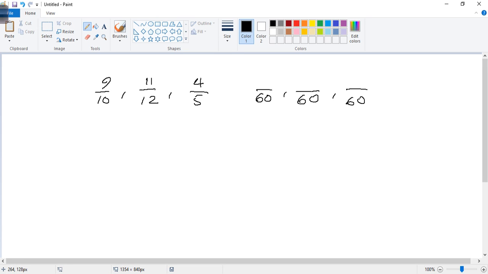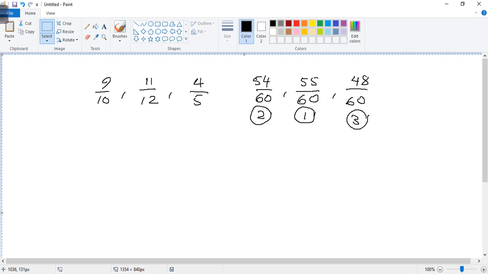60 divided by 10 is 6. 6 times 9, what is 6 times 9? 54. 60 divided by 12 is 5. 5 times 11 is 55. And 60 divided by 5 is 12. 12 times 4 is 48. So what is the highest number in this? We have 55 over 60, which comes number 1. After that, 54 over 60 is the second fraction. And the last fraction is this one. This is how it works. Adding fractions.